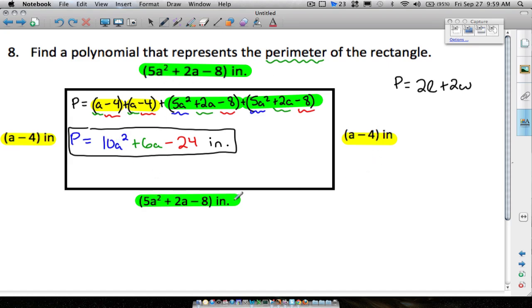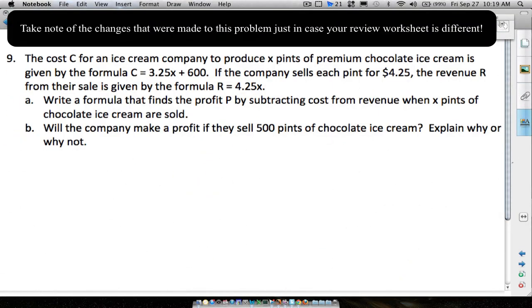Look at all the a's that you have around the edge of this rectangle. 2a, 3a, 4a, 5a, 6a. Look, there's our 6a right there. And look at all your constants. Minus 8, minus 4, that's minus 12 if you combine those. Minus 8 more is minus 20. And then minus 4 more is negative 24. There it is right there in our answer. So that's how we find the perimeter of that rectangle.